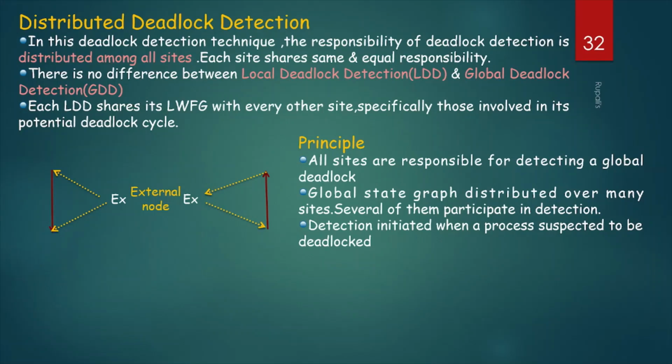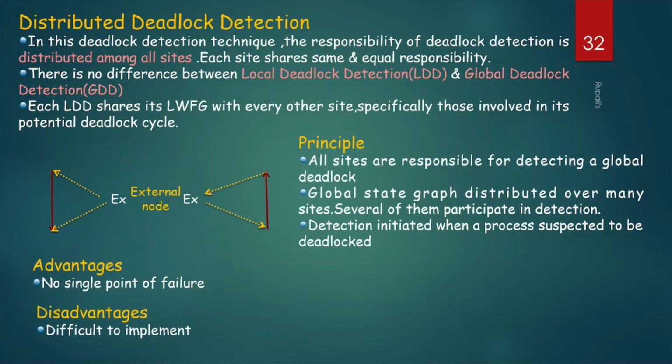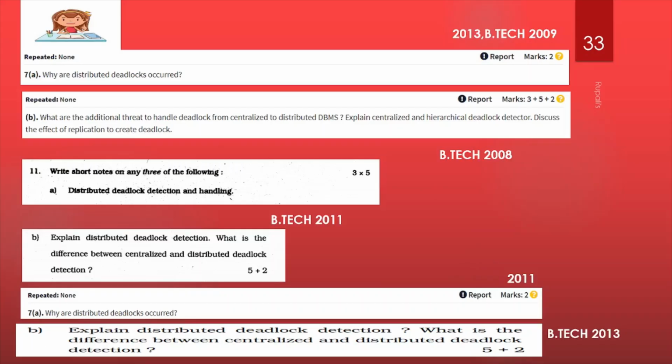So, what is the advantage? The advantage is there is no single point of failure because every site is participating in the deadlock detection. But what is the disadvantage? It is very difficult to implement. Types of questions that come in your university exam.